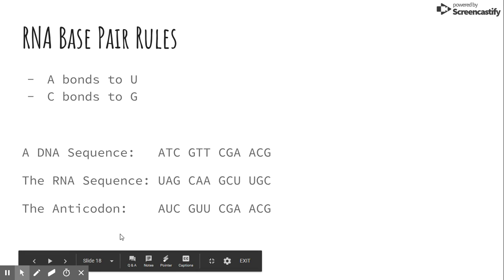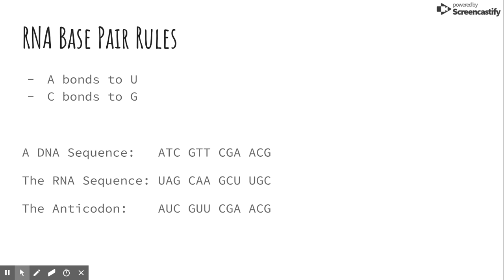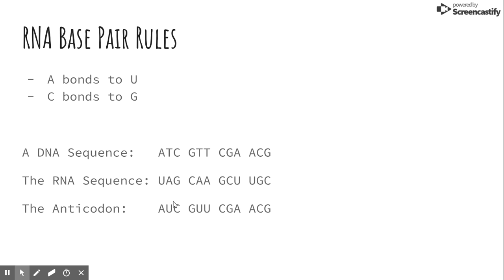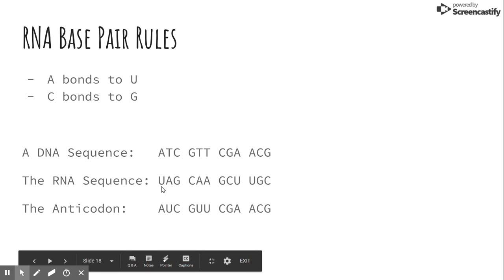Now the anticodon, the part of the RNA that would be found on a tRNA, is going to bond to the strand of mRNA. So we're going to just use straight RNA base pair rules here. So anytime we'd have a U in the sequence, what's going to bond to it is an A. So our sequence here is UAUC. So we have A bonding to U, we have U bonding to A, and C bonding to G.